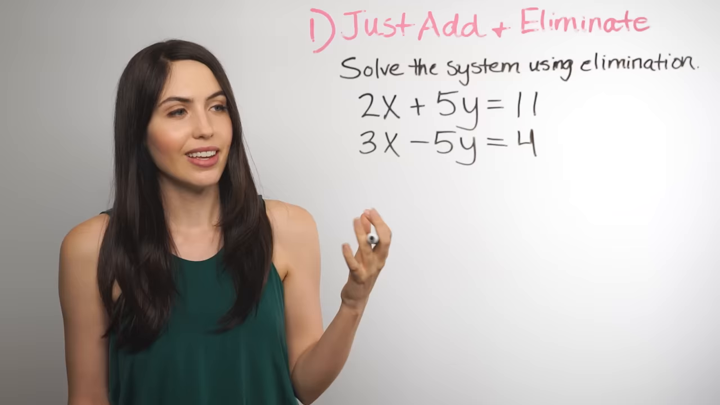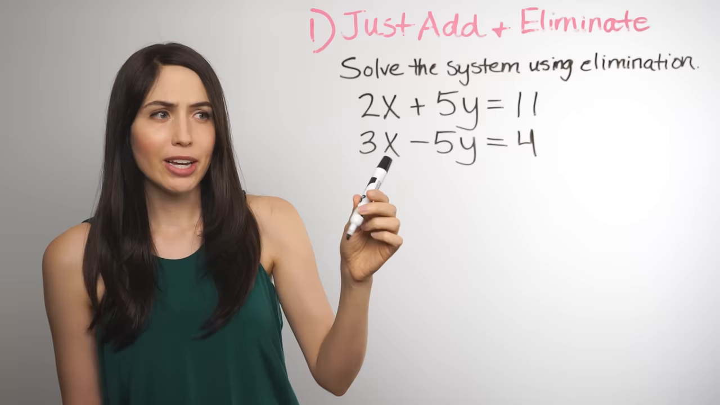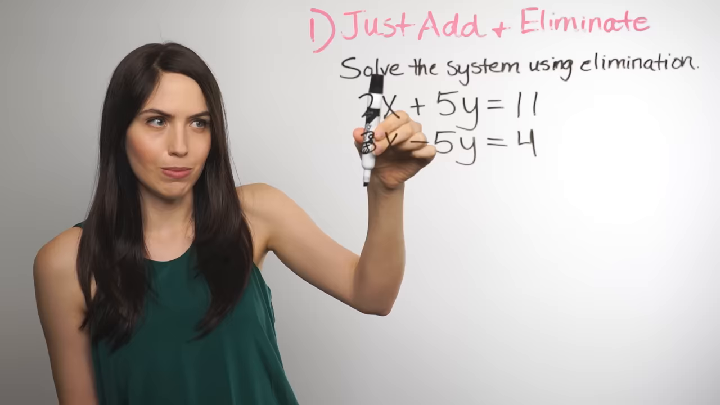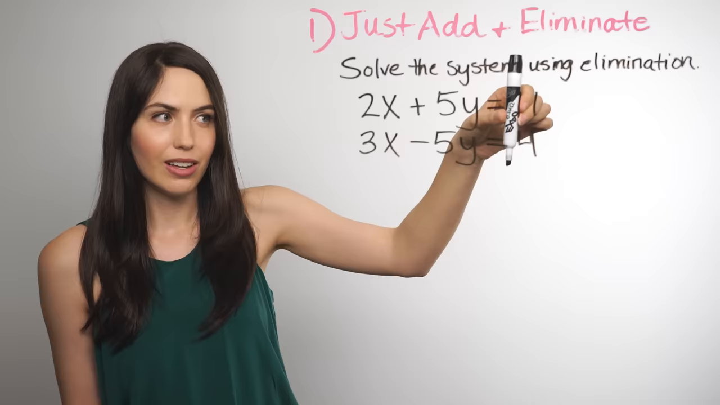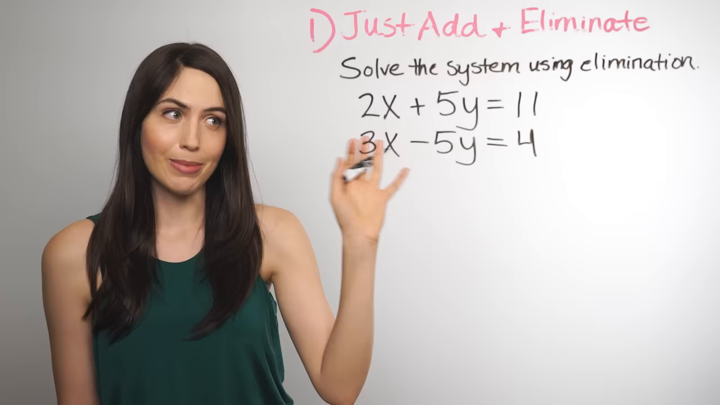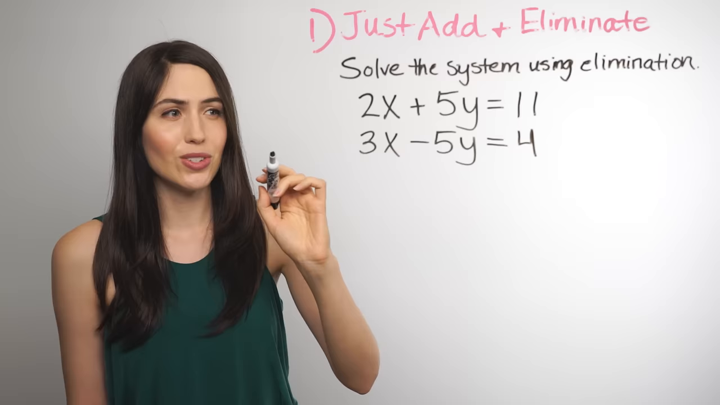The first step with all of these problems is make sure that both equations are lined up and ordered the same way. So the x terms one above the other, the y terms lined up vertically, equal signs, and then on the right, just the numbers, the constant terms alone on the right side by themselves. So this one's perfect, it's already ordered. You'd be surprised, sometimes they're a mess. But this one's ready for us to just go ahead and try to add the equations.